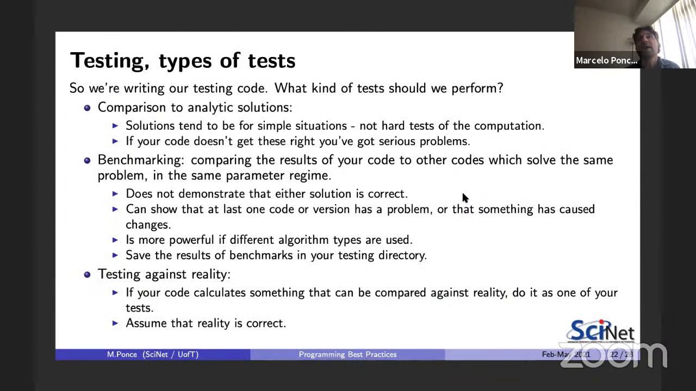So what type of tests can we run? So we are writing our testing code. What kind of tests can we perform? Well, we can compare things to analytic solutions if you have them. Solutions tend to be for simple situations. If you don't get this right, you probably have serious problems in the implementation. So if there is a case, like let's say we are computing the electromagnetic field of a charge, and we know that it should decay as 1/r squared, to put an example, then you can test the values at a given distance and then see if they match or not.